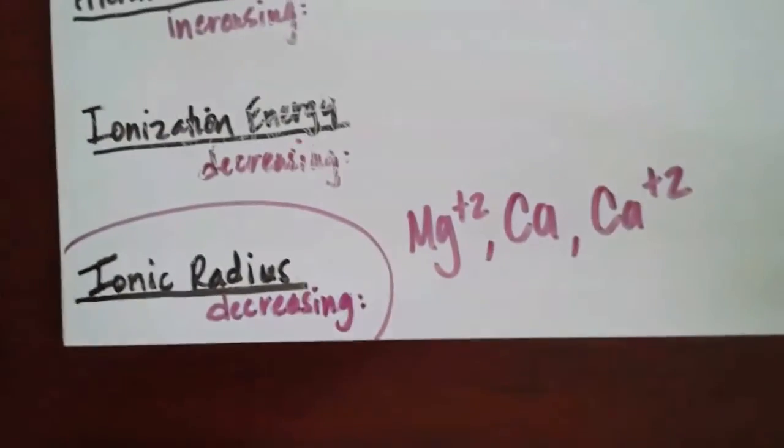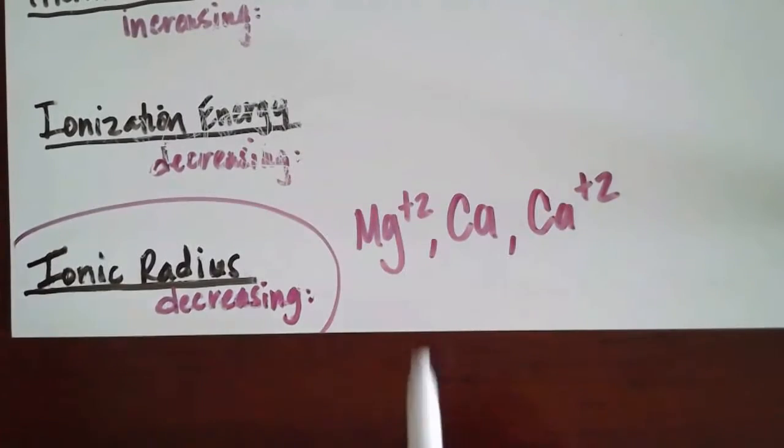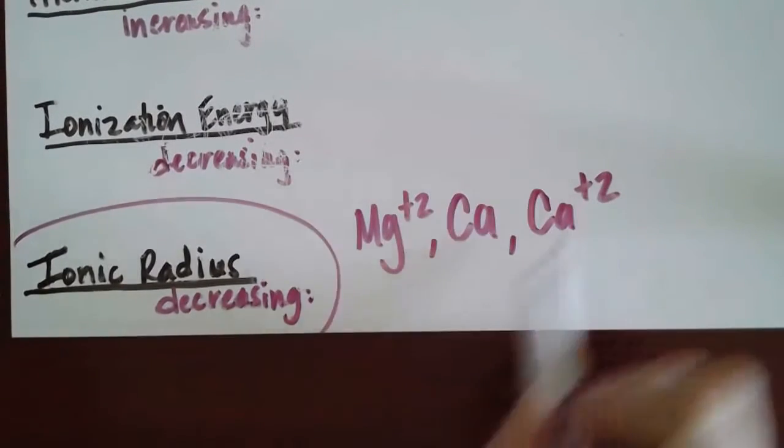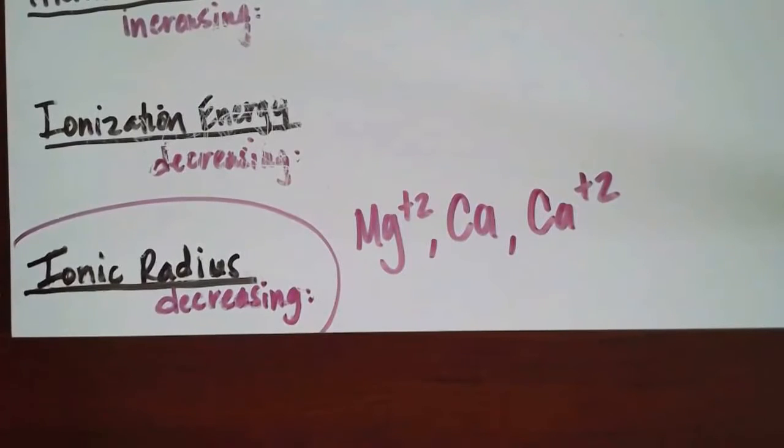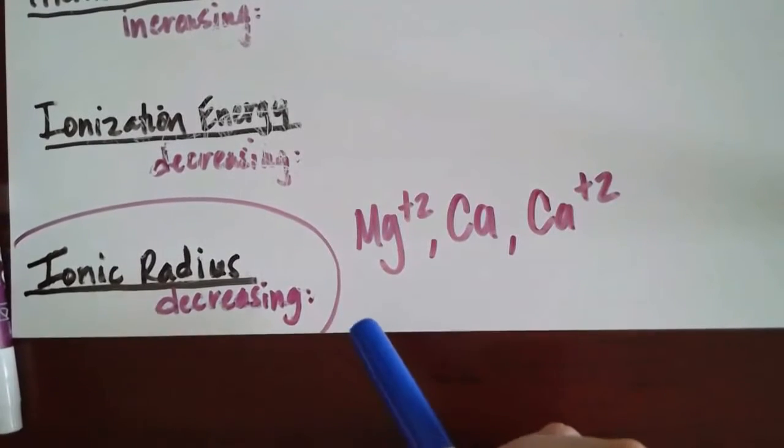Let's focus on these atoms to see if we can put them in decreasing order for ionic radius. All right, so the first thing we need to do is notice that we actually do have ions now, which means that we can do this problem. And not only do we have to know where they are on the periodic table, we also have to know how many electrons they have.